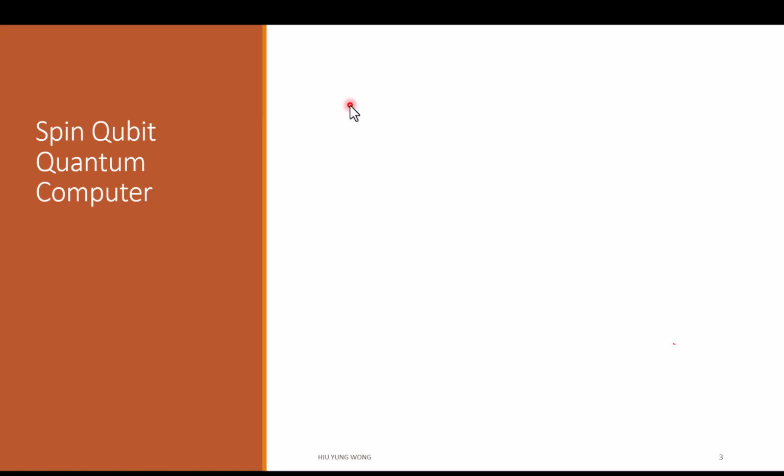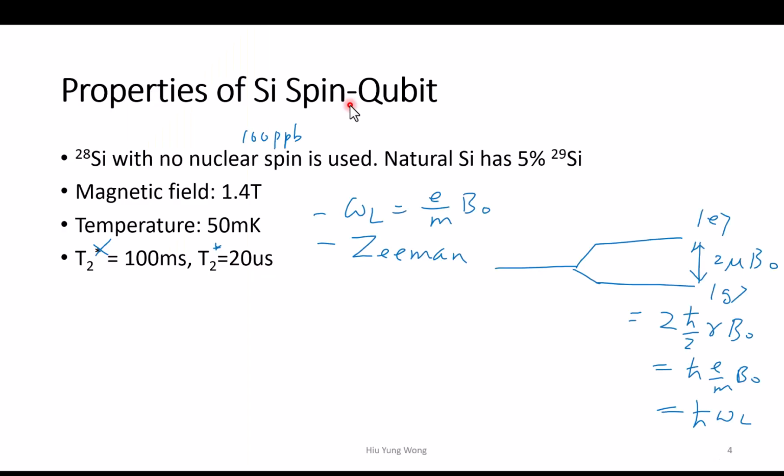So let's continue on the silicon qubit. Last time we talked about how to do initialization and also do the readout, spin to charge conversion. Today we will continue, but before we continue, I just want to do some Zeeman splitting calculation.